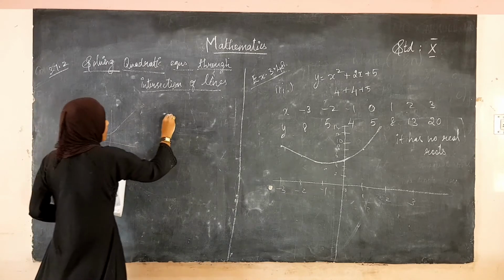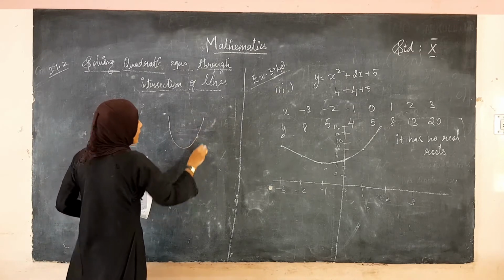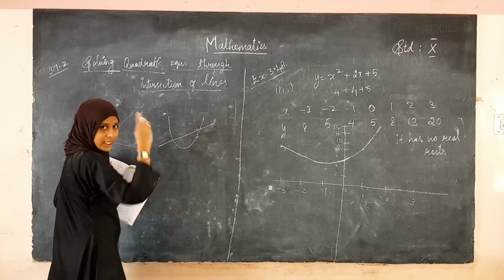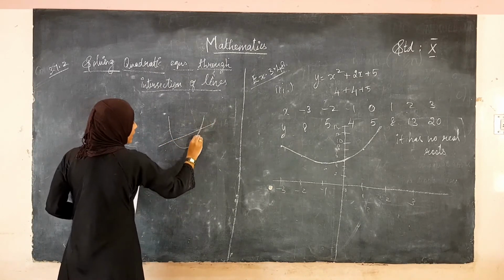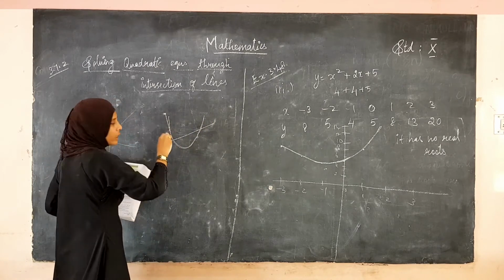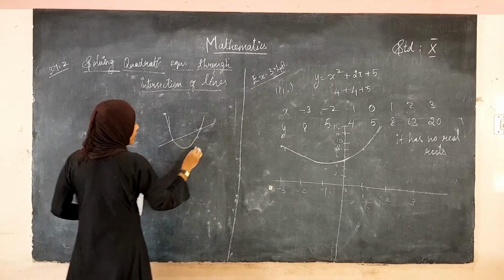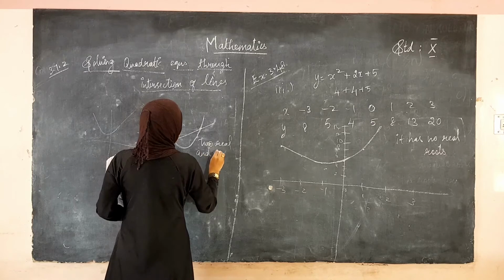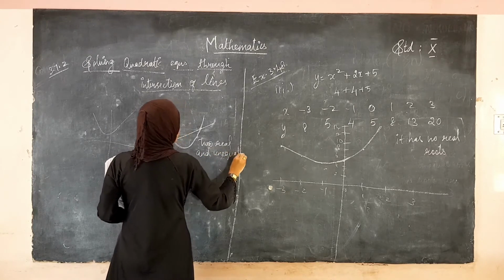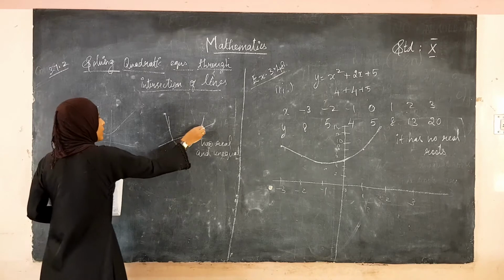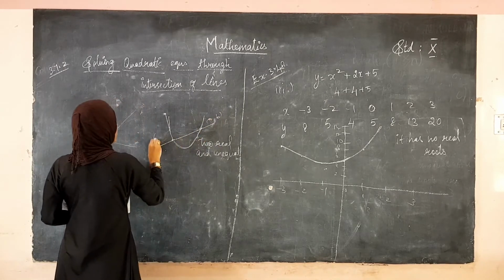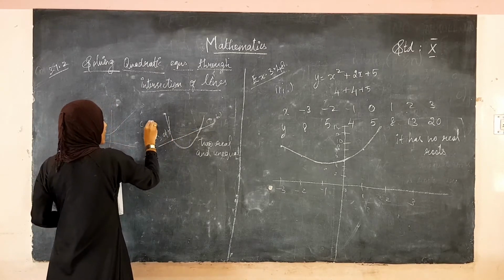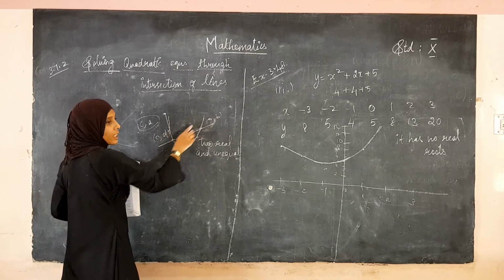If the line we are drawing touches the graph that we drew first at 2 points, then we can say it has 2 real and unequal roots. So what are the roots? It will have one point (a, b) and another point (c, d), right? The x coordinates c and a are the 2 roots.